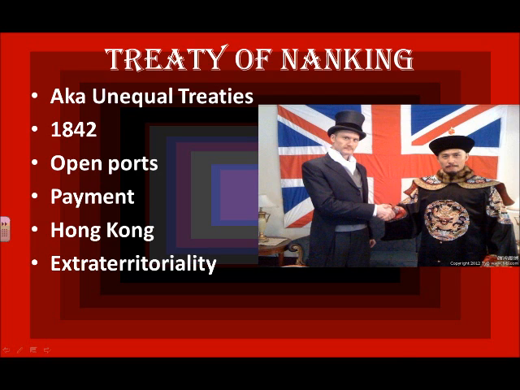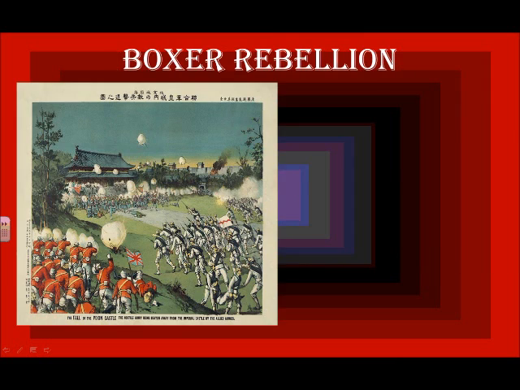So we have the Chinese with a decreased ability to have an independent society. They are forced to trade with other countries. They are forced to pay for the opium, and they have all these Europeans now sort of wreaking havoc in their country. The third and last event is the Boxer Rebellion.